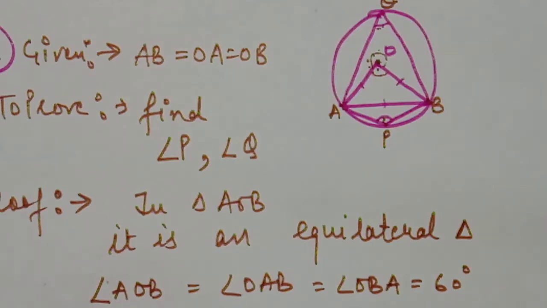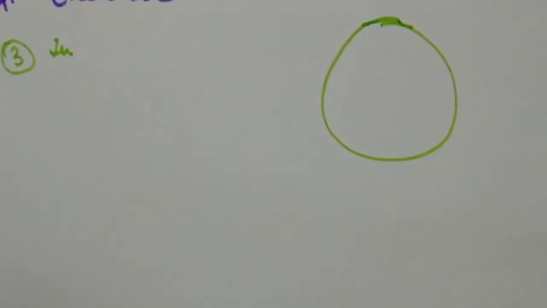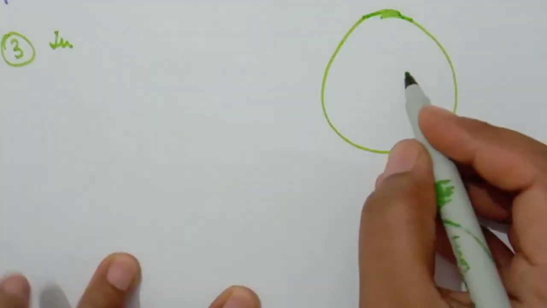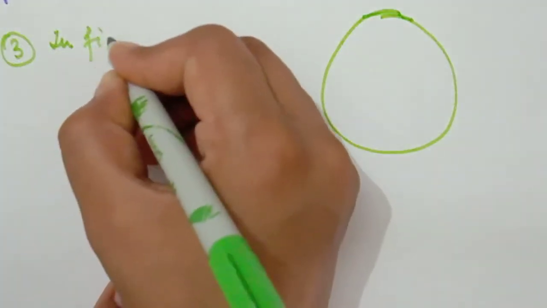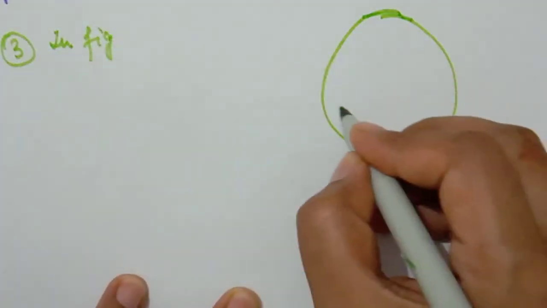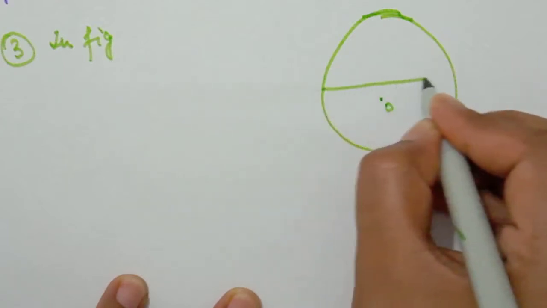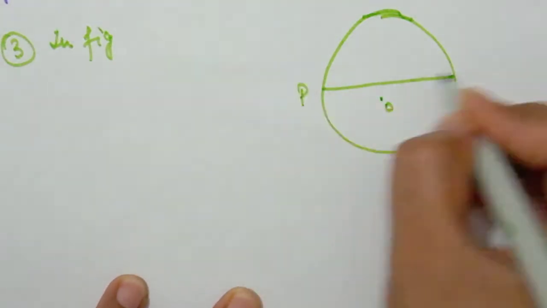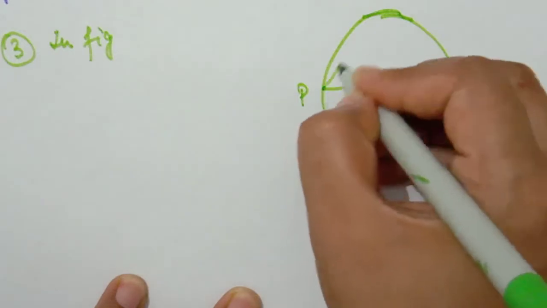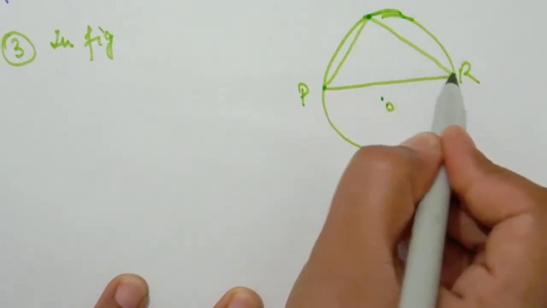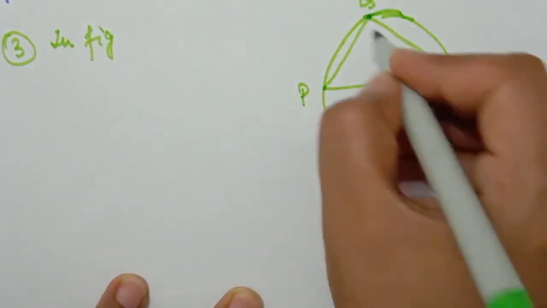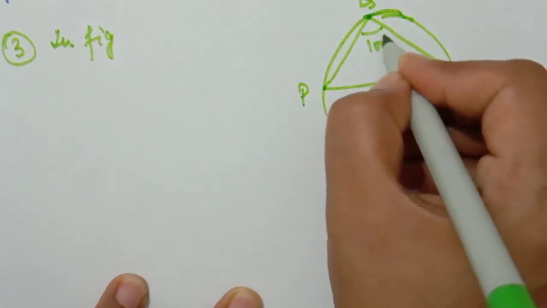Now question number 3. Students, in question number 3, we have a diagram. In the given figure, we have the center here and a chord PR with angle Q. This is 100 degrees.